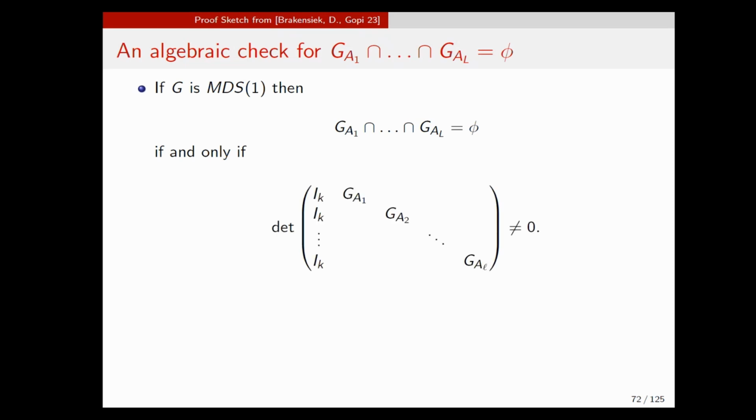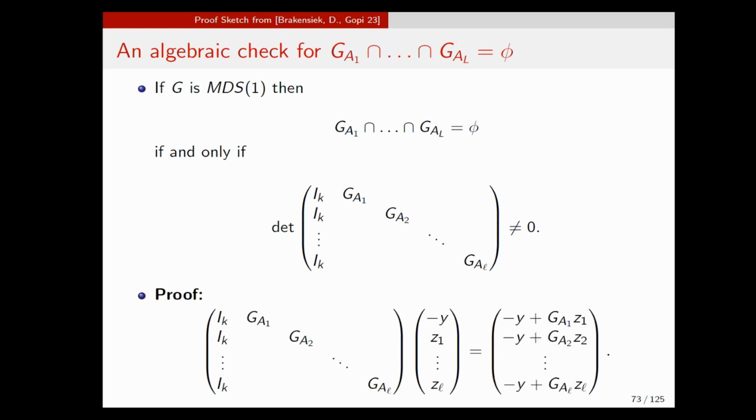If G is assumed to be MDS1, which is a simple check, all the K cross K minors are non-zero, then GA1 intersection through GAL is empty if and only if this big determinant is non-vanishing. Okay, so let's try to prove this. It's pretty simple. Let's say there is an element in the column kernel of this matrix.